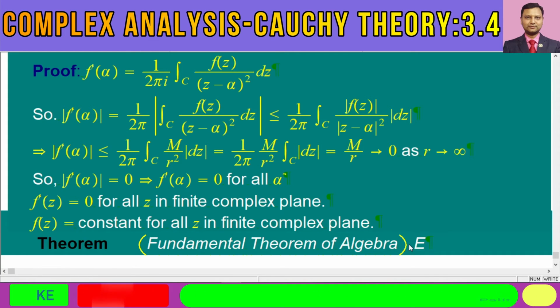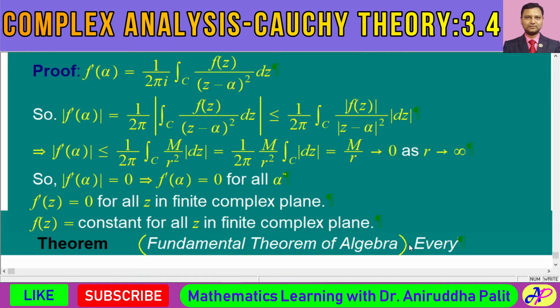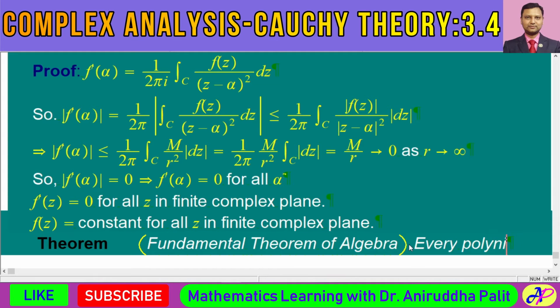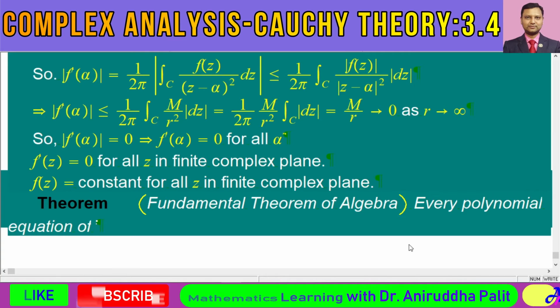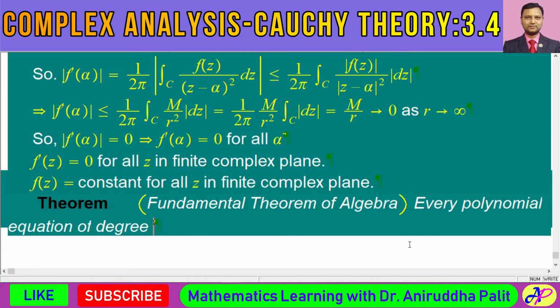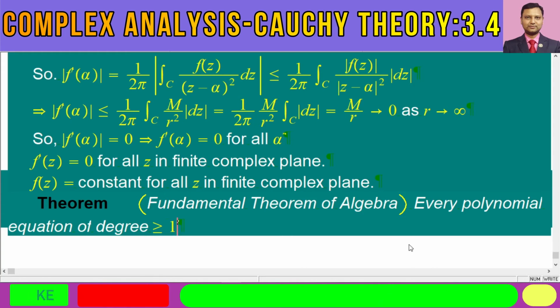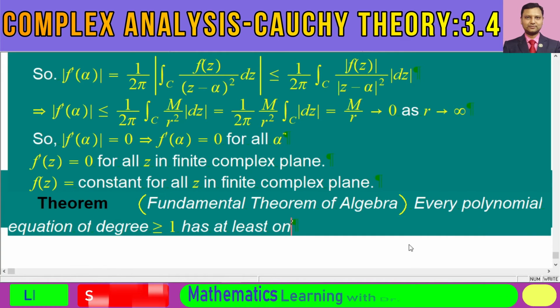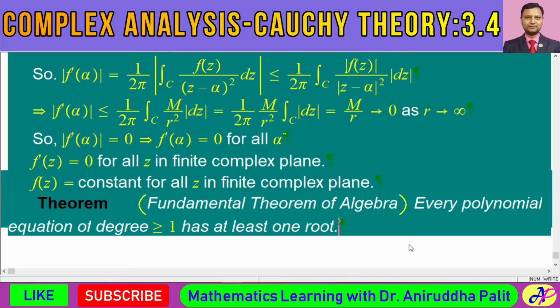What does it say? It says that every polynomial equation of degree greater than or equal to 1 has at least one root. Every polynomial equation of degree greater than or equal to 1 has at least one root. Alright, every polynomial of degree greater than or equal to 1 has at least one root.